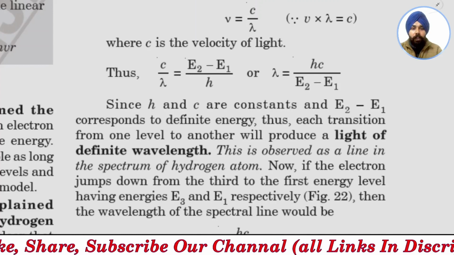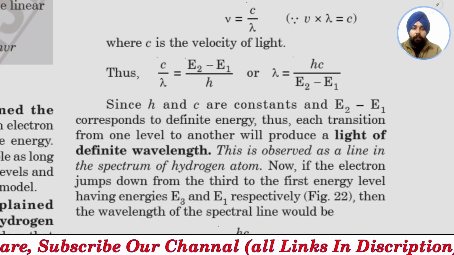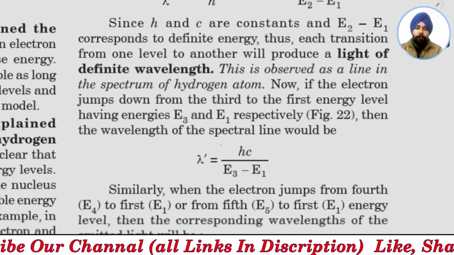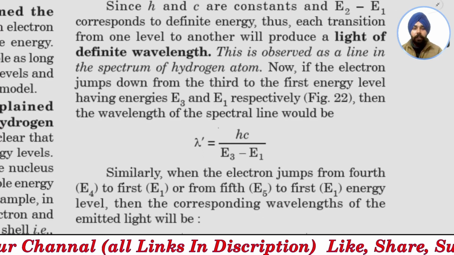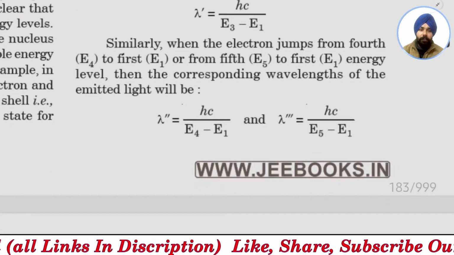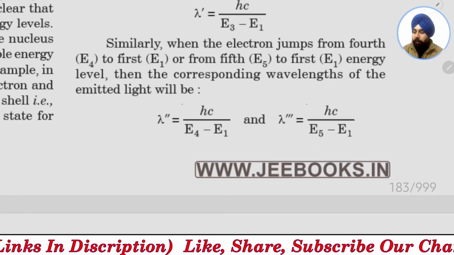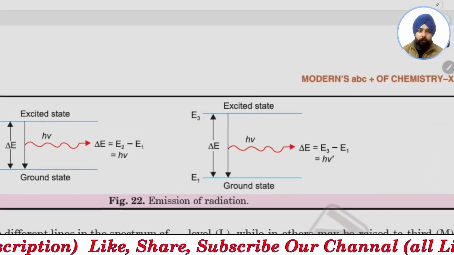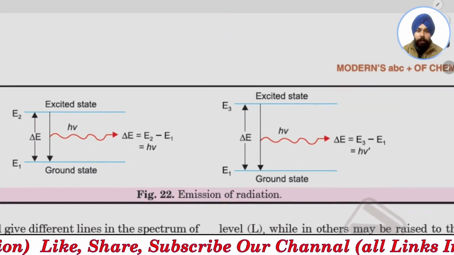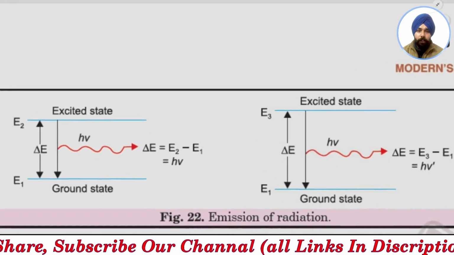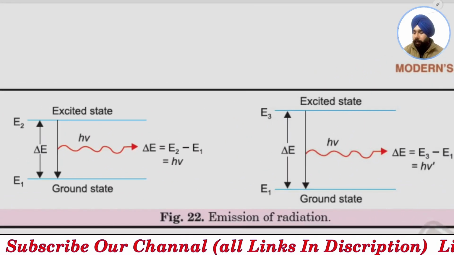Now, if the electron jumps down from the third to the first energy level, having energies E3 and E1 respectively, then the wavelength of the spectrum line would be determined by E3 minus E1. Wherever it jumps from, we take that energy level, like E4 and E1 for 4, and E5 and E1 for 5, as shown here. Similarly for E2 to E1 and E3 to E1.